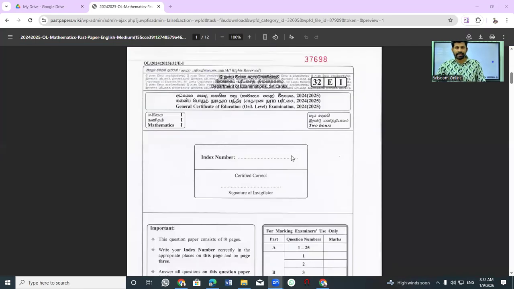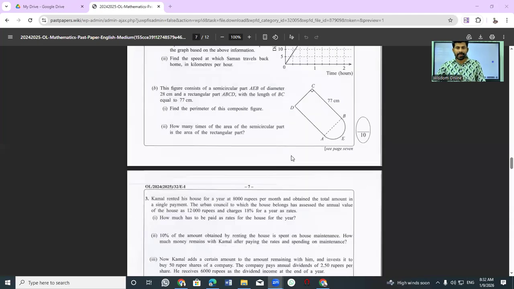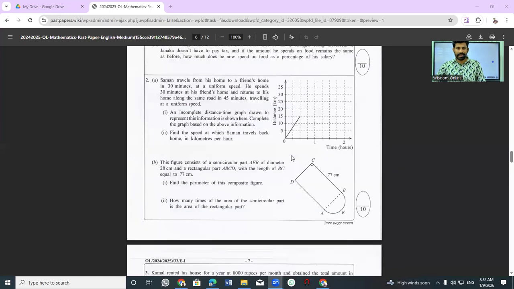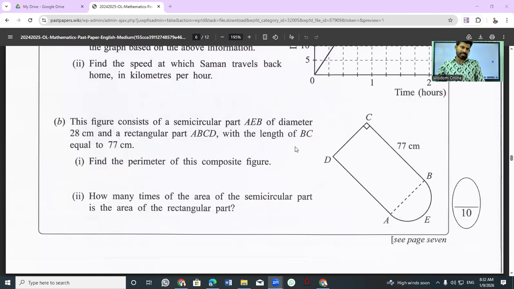Then I'm quickly moving to the first one. 2024 2025 O level paper. Let's consider the perimeter and area part. There is a small question here. Look at this one, perimeter and area.